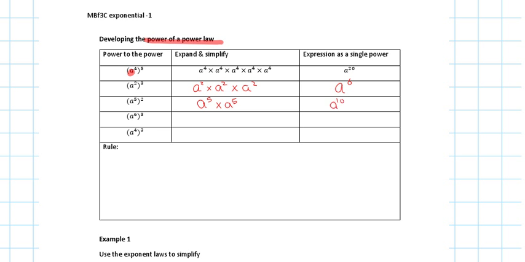Okay, can I have your attention here for a second? What's 5 times 2? What's 2 times 3? What's 4 times 5? So you see what's happening here? When you have a power to the power, the exponents are being multiplied. So if I have this, it's a to the power of 6 times a to the power of 6 times a to the power of 6, which is a to the power of 18. Because 6 plus 6 is 12, plus 6 is 18. At the same time, 6 times 3 is 18.